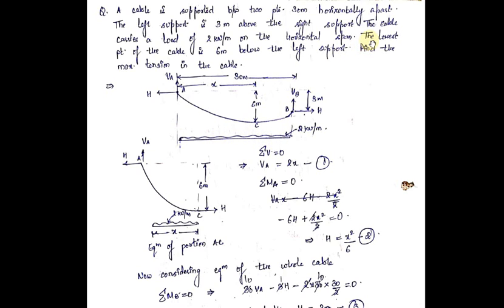It is also given that the lowest point of the cable is 6 meters below the left support. So suppose the lowest point is point C on the cable. In the question it is given that point C is 6 meters below the level of the left support. Now we have to find the value of the maximum tension in the cable.